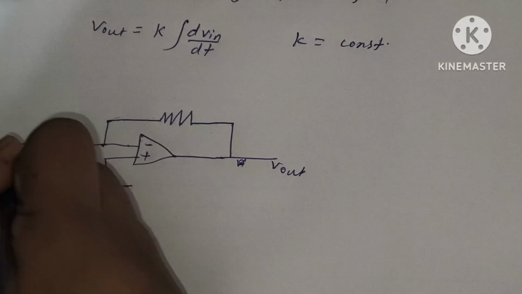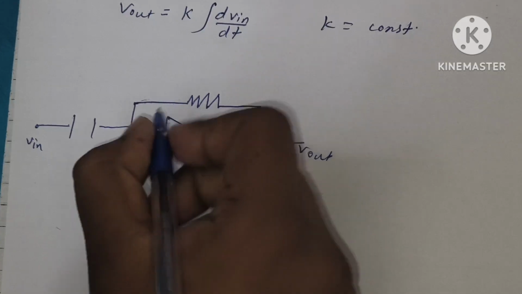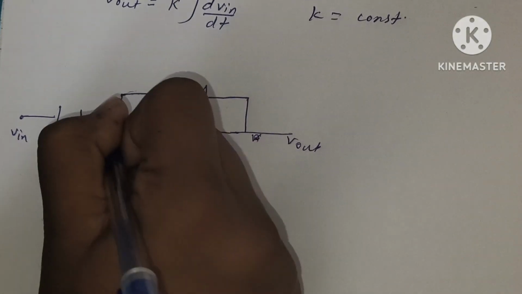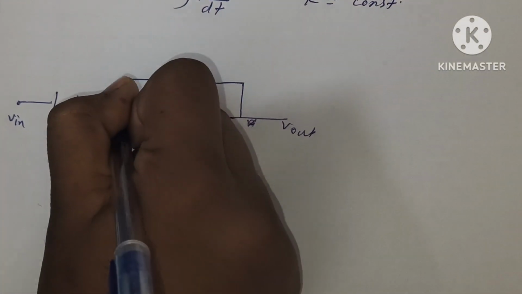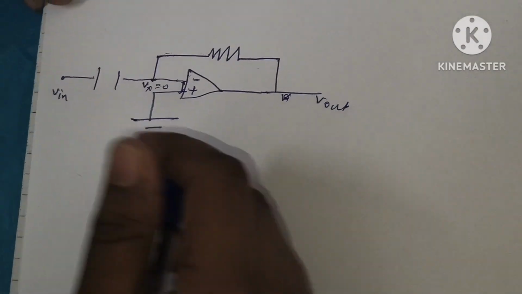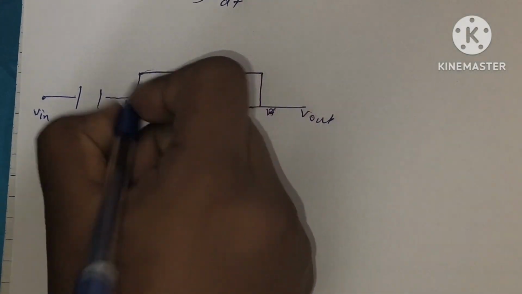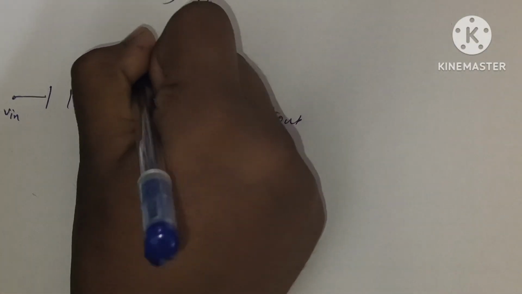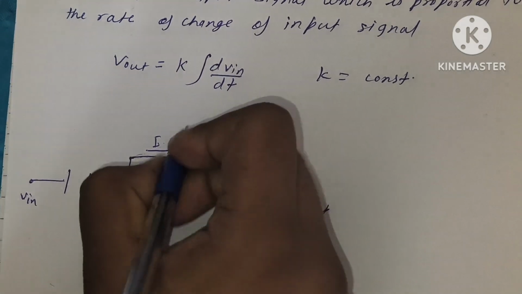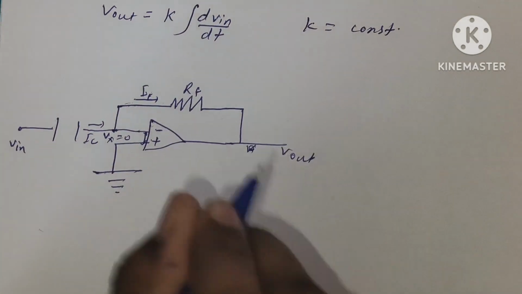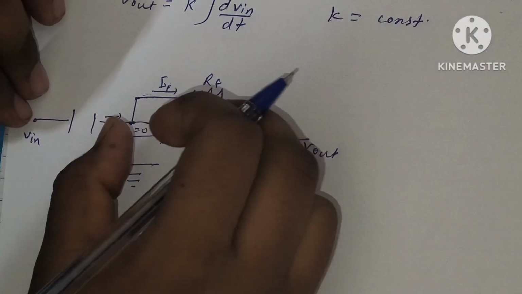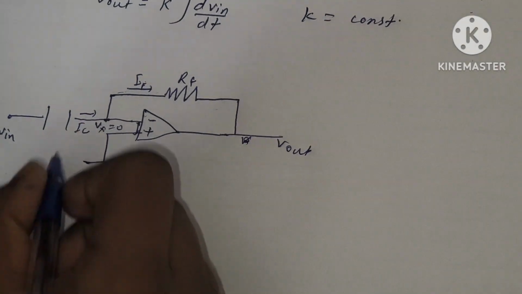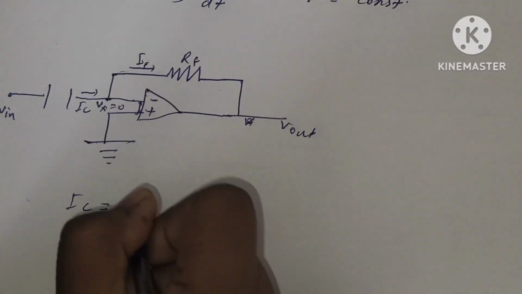Here will be the input. As we have earlier discussed, this is the virtual ground, so Vx will be 0. Now the current through the capacitor and the current through the feedback resistance will be the same, because the current will not go inside the op-amp due to its high resistance. So IC will be equal to IF.